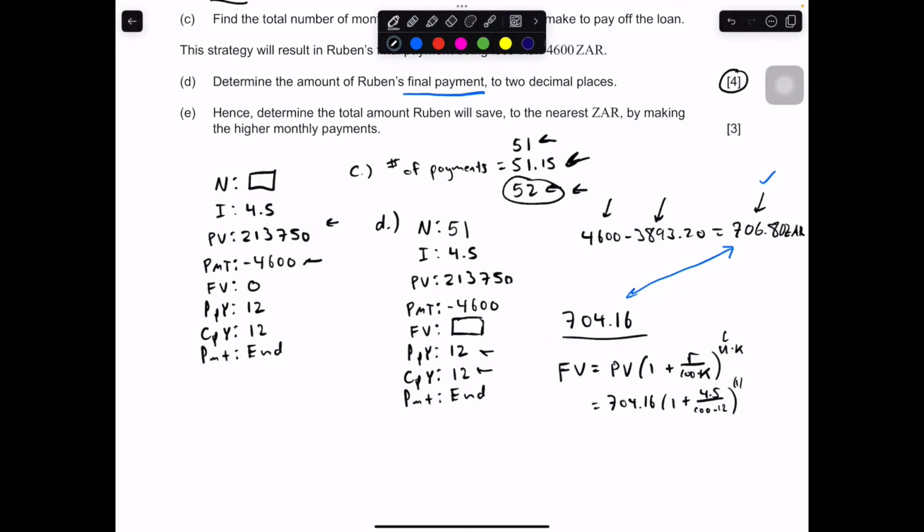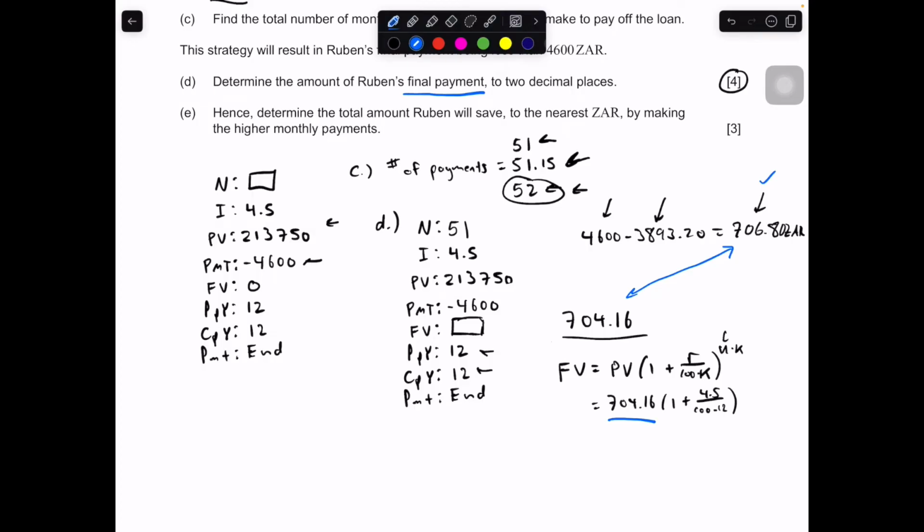And then this is k, so n times k. This is actually just 1 month, so let's just leave it like this. So $704.16, and then the bank is going to charge him not 4.5% interest, but 4.5% interest divided by 12, a 12th of that 4.5%.